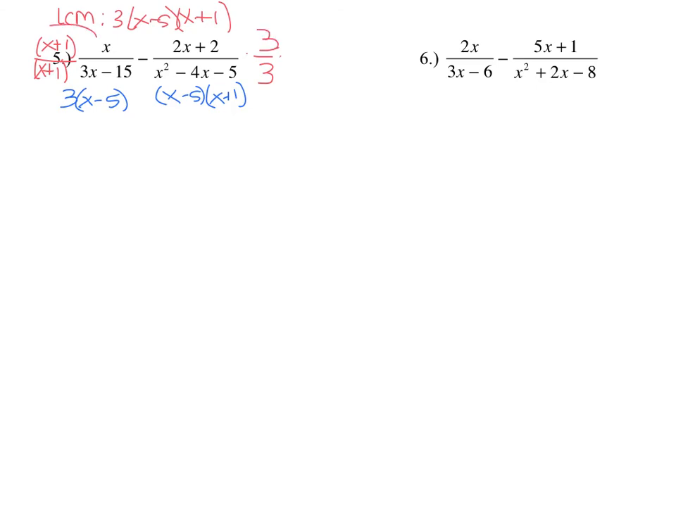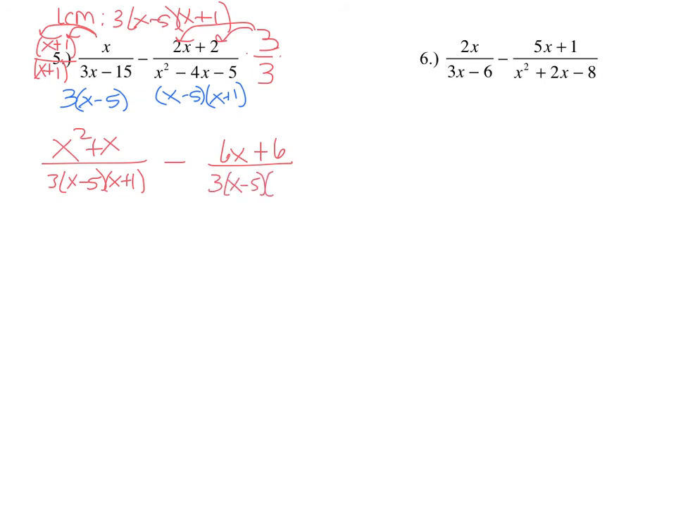So here we have distributive property. X times x gives us x squared, x times 1 gives us x. Again, keep your denominator factored, so 3 times x minus 5 times x plus 1. Minus distributive property here as well. 3 times 2x gives us 6x. 3 times 2 is 6. Over your factored denominator.